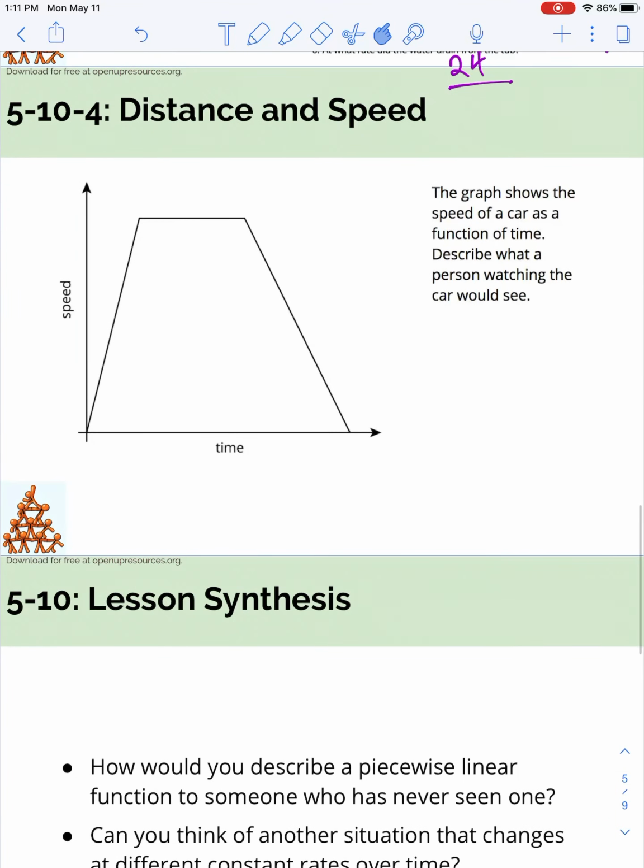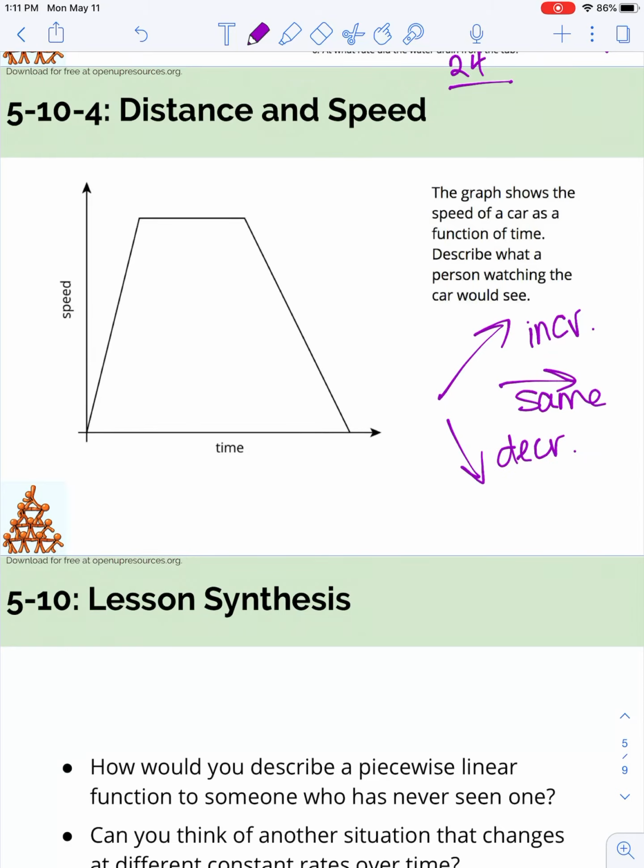Okay, activity 4. The graph shows the speed of a car as a function of time. Describe what a person watching the car would see. So I want you guys to do this one on your own and see what you come up with. It's pretty easy. Remember, if something is going like this, that's an increase. If something is like this, it's staying the same. If something is going like this, it's a decrease. So you guys can kind of make up a story to go with that.